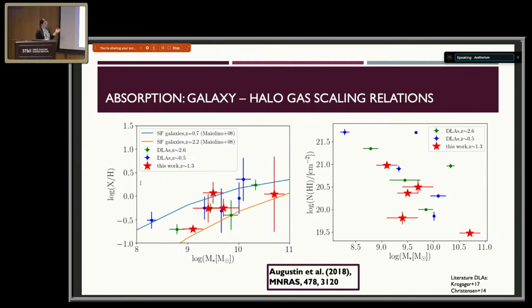But more curiously, recently we found that there is an apparent anticorrelation between the probed H1 column density in the halo and the stellar mass of the counterpart. This is all the data that we had available in 2018. So today we're trying to revisit this parameter space and see if this anticorrelation holds.